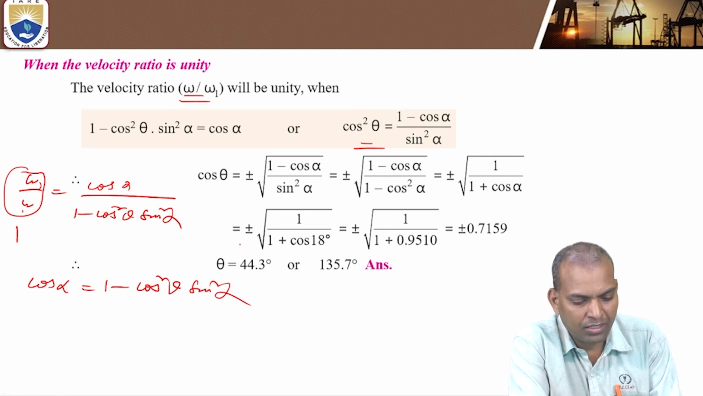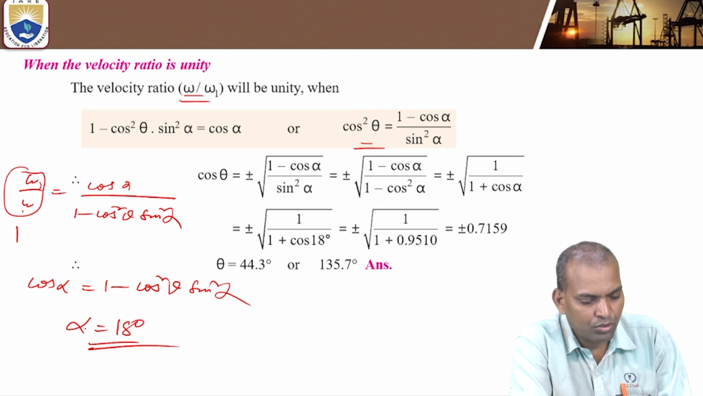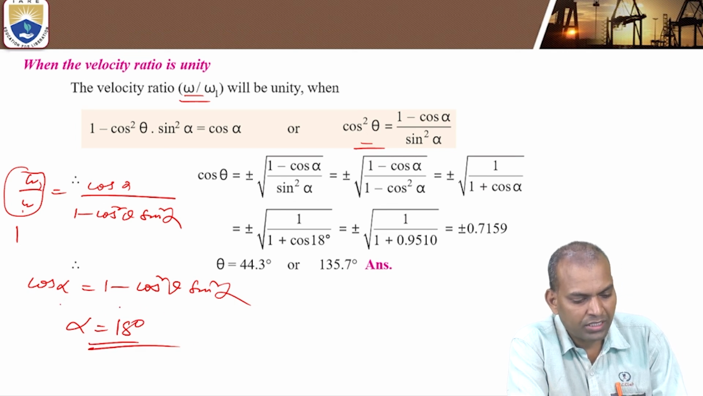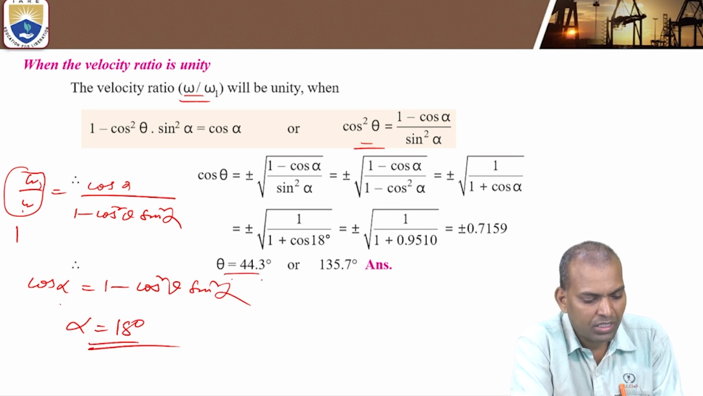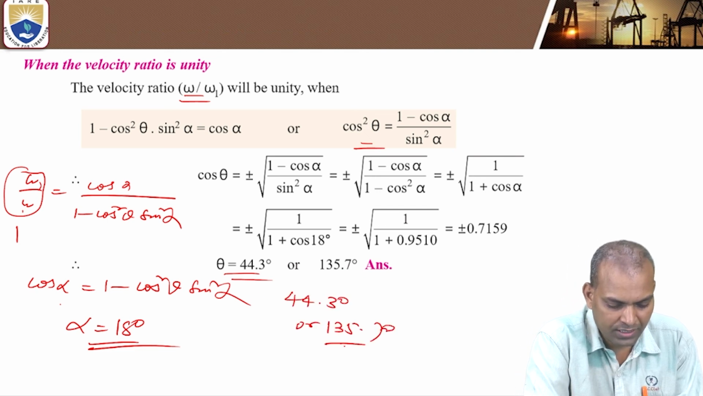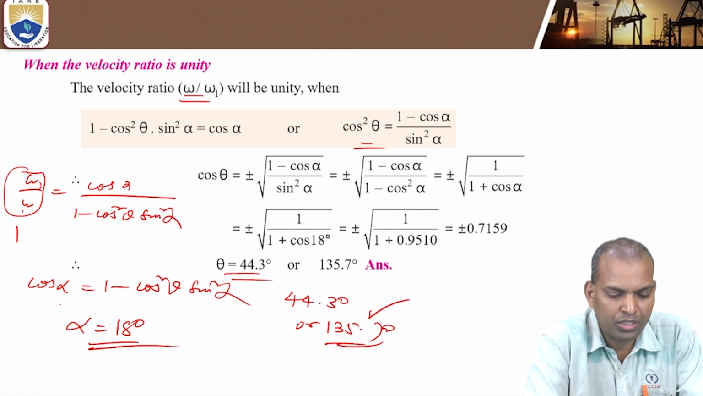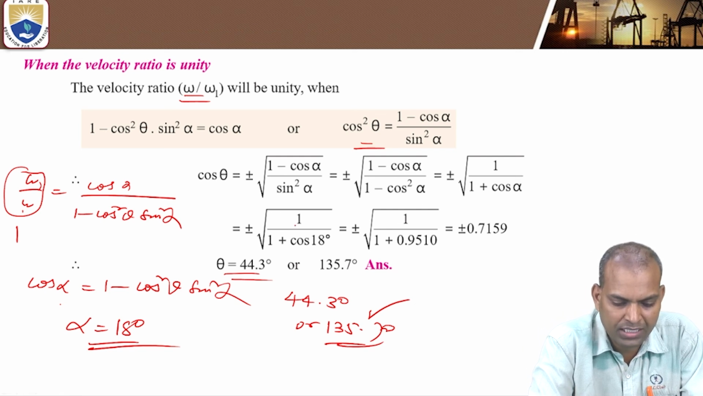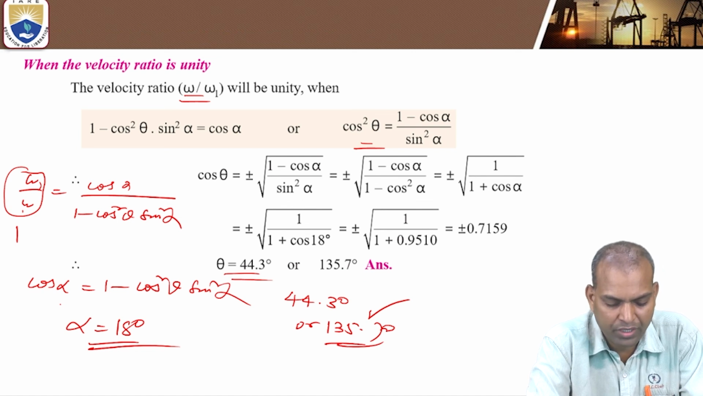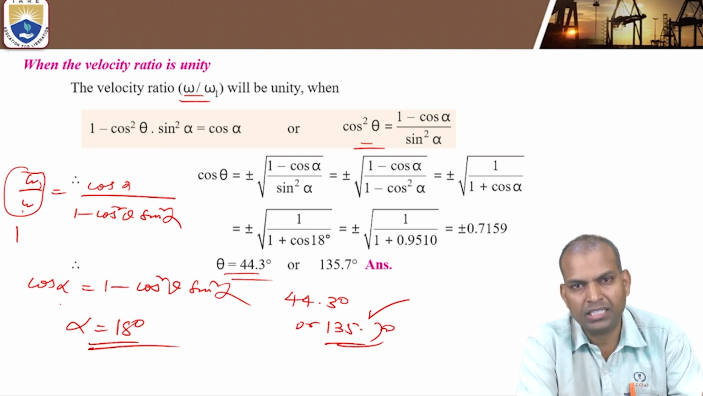The final value comes with alpha equal to 18 degrees. So with cos alpha for 18 degrees, on further simplification, theta is obtained as 44.3 degrees or 135.7 degrees. At these two angles, the velocity ratio becomes unity. Theta is either 44.3 degrees or 135.7 degrees.